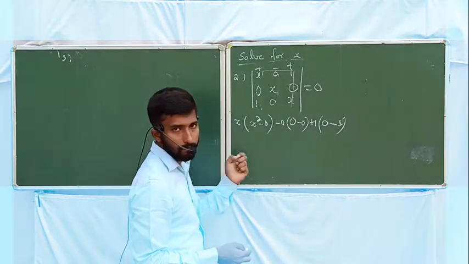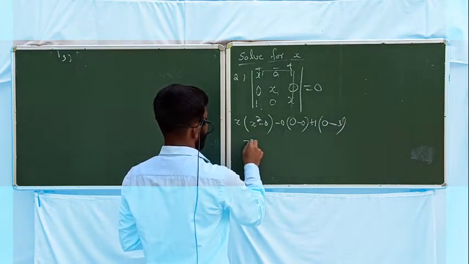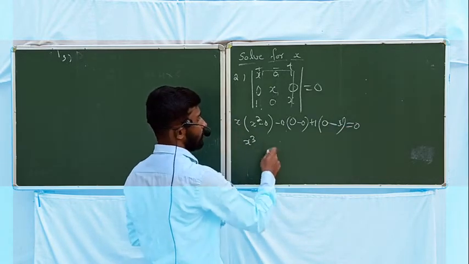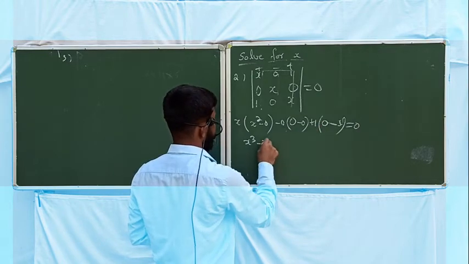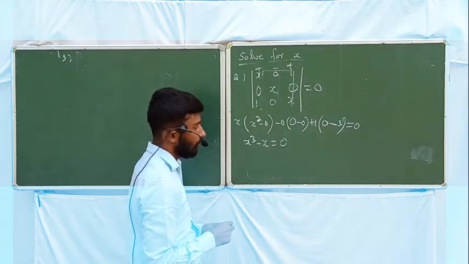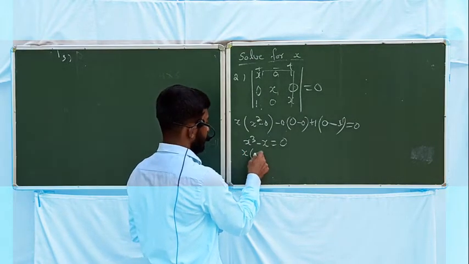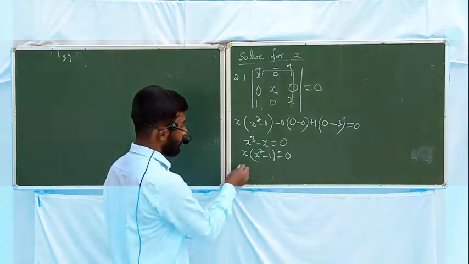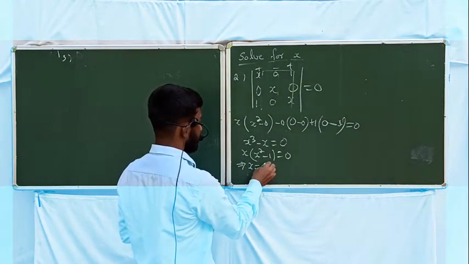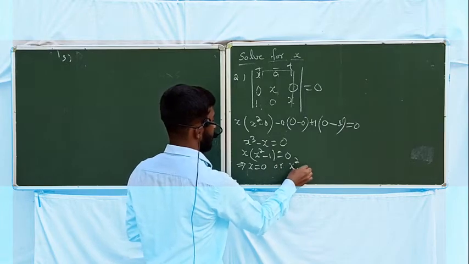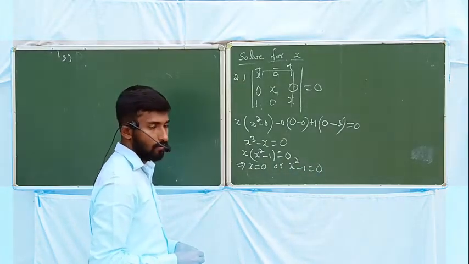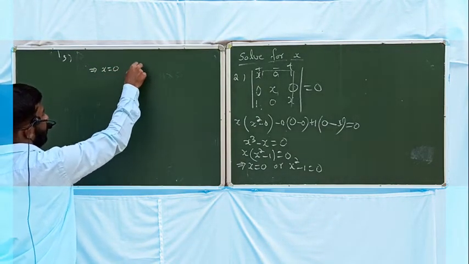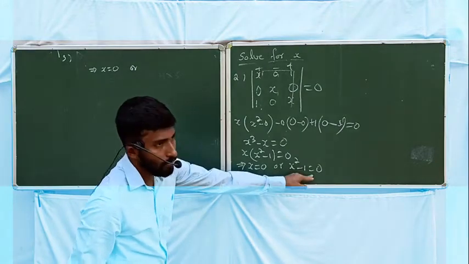Okay. Now simplify. X into x square, x cube. Okay, right hand side here 0 is there. x cube, here 0, 1 into minus x is equal to 0. From here take x outside, what is remaining? X square minus 1 is equal to 0. Okay, clearly this implies either x is equal to 0 or x square minus 1 is equal to 0. Okay. The next step, see, that implies x is equal to 0 or x square minus 1 equal to 0.